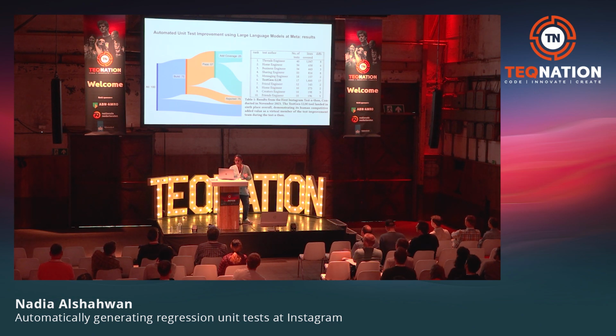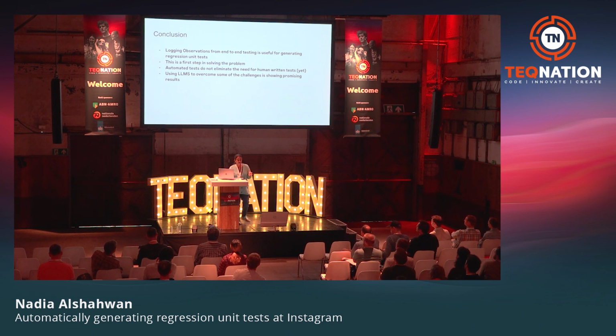Okay, so in conclusion, we found that using the end-to-end tests to log these observations and create unit tests from them turned out to be useful so far for regression tests. There's a lot of work to be done to improve it and make it more valuable, but it's working right now. It's on Instagram, and Facebook was also interested and deployed it as well. Some of the other apps are also interested, but we're still working with them on making it work for their apps.